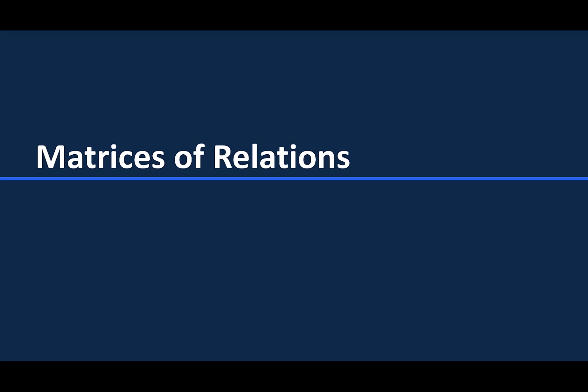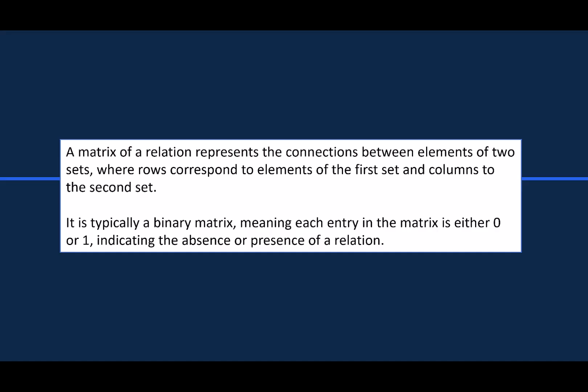Hi everybody, today we're talking about matrices of relations. A matrix of a relation represents the connections between elements of two sets, where rows correspond to elements of the first set and columns to the second set. It is typically a binary relation, meaning each entry in the matrix is either a 0 or a 1, indicating either the absence or presence of a relation.